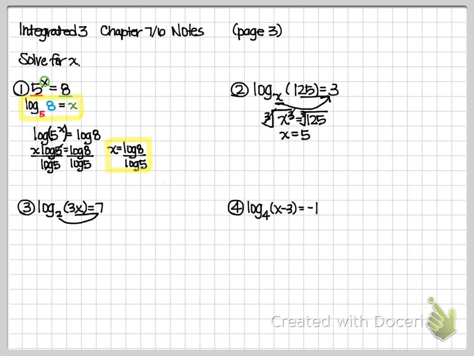So that's going to give me 2 to the 7th is equal to 3x, something I can totally handle because the variable isn't in the exponent and it's not trapped inside the logarithm anymore. And then 2 to the 7th I know is going to be 128 equals 3x. I'm going to divide by 3. And if that simplified, I would go ahead and do that, but I don't believe it does. So I'm just going to leave it as x is equal to 128 over 3.